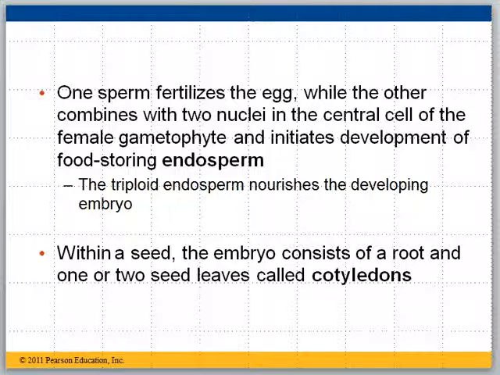Within a seed, the embryo consists of a root and one or two tiny embryonic seed leaves called cotyledons. So you can even see these if you soak and break apart a bean seed. If you just get some navy beans or pinto beans from the store and you soak them overnight in water, you can take off the outer seed coat, and then you can take apart the two halves, and you'll notice it has two tiny baby leaves called cotyledons and one root inside.